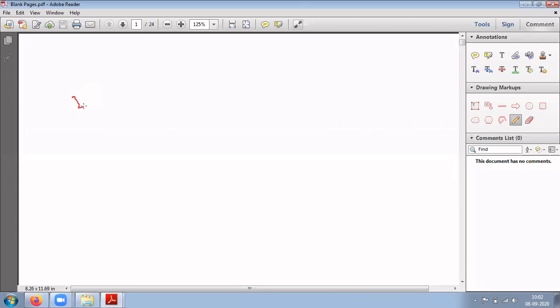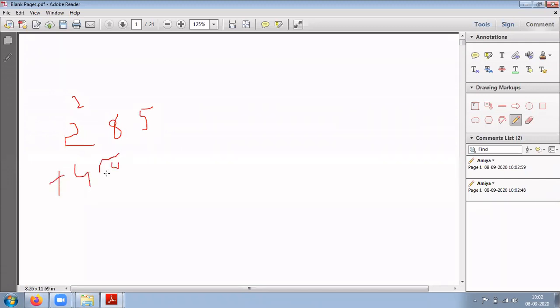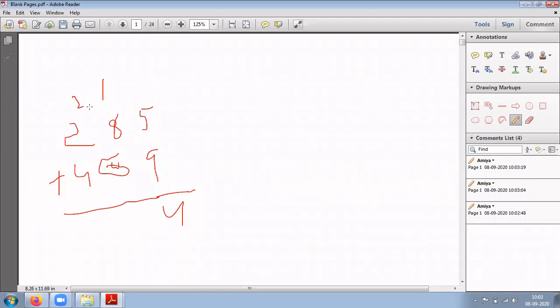Now let us go to your simple 10th class mathematics, class 1 mathematics. 285 plus 469. Now, when I add this 9 plus 5, what is that? 14. Are you listening? Yes, sir. 9 plus 5 is 14. Now, out of 14, we keep 4 here. You take 1 here, right?